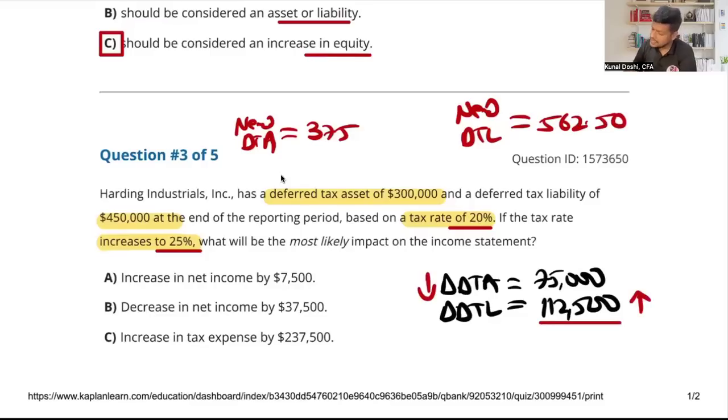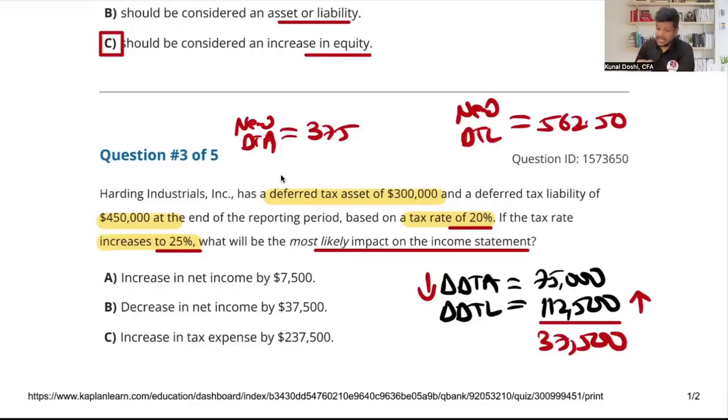Minus 37,500. Will that be my increase or decrease? That will be my increase because I have more liability. Isn't it? Or decrease? If they say income tax expense, it will increase. They said, what will be the most likely impact on the income statement? They did not say income tax expense.